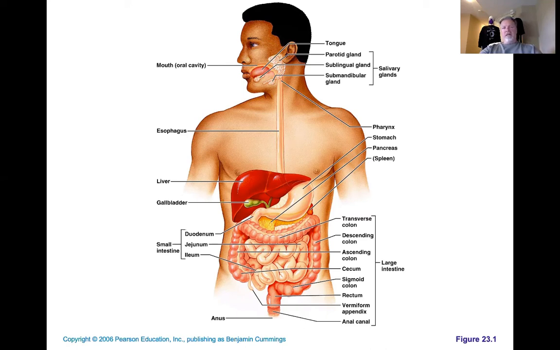This is an overview of the digestive system. This is the alimentary canal or the gastrointestinal tract. And this is where we digest and absorb our food.